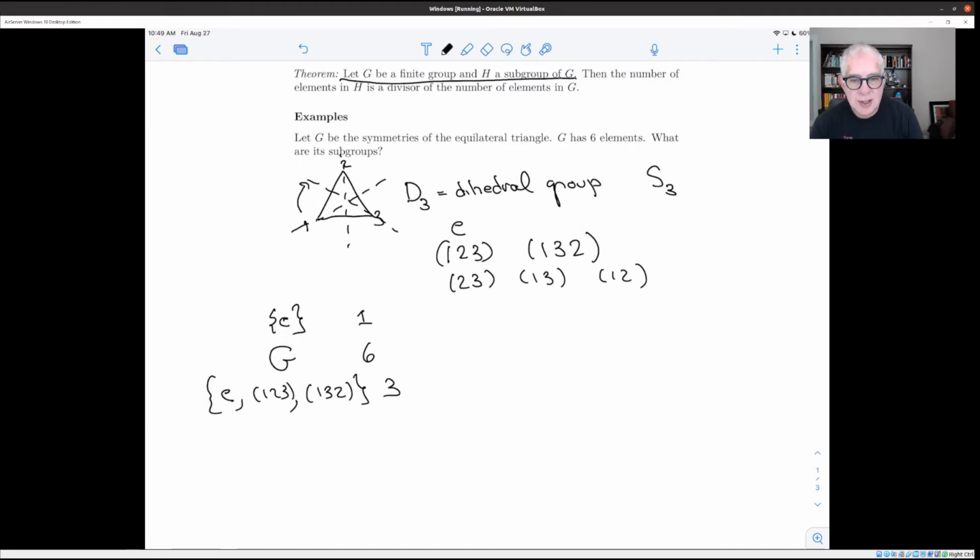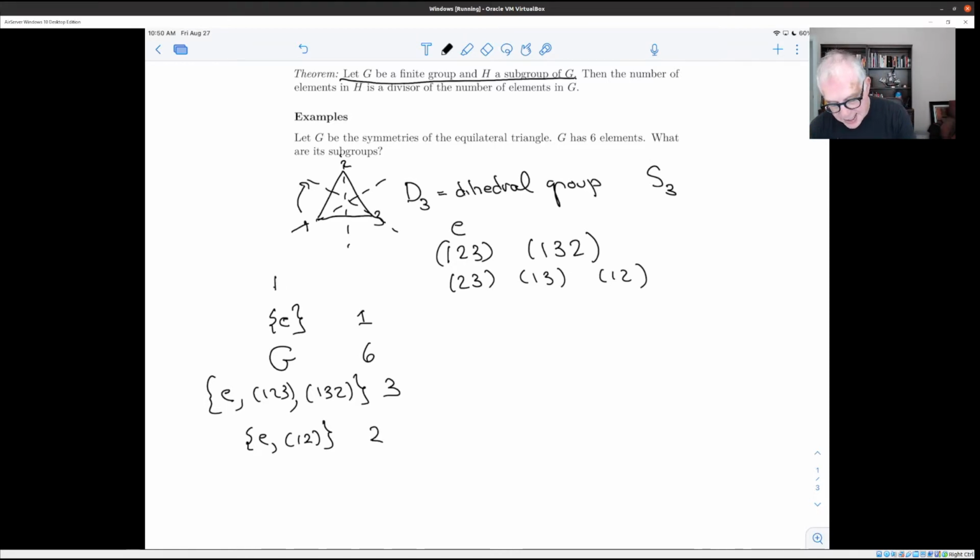And then, of course, we also have subgroups of order 2. If we just take the identity element and one of the reflections, let's say (1 2), that's a subgroup of order 2. Or we could have taken (2 3), or (1 3). Each of those is a subgroup of order 2.